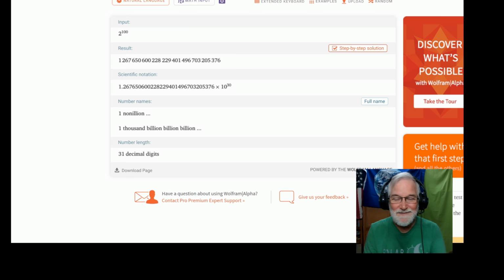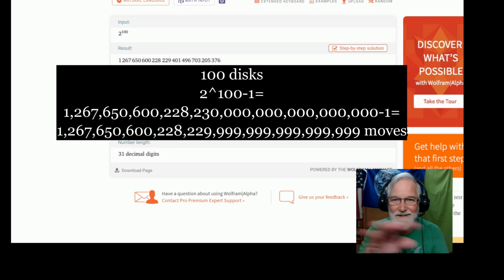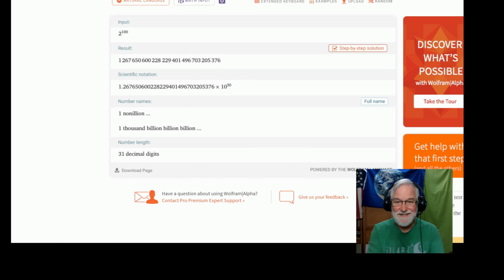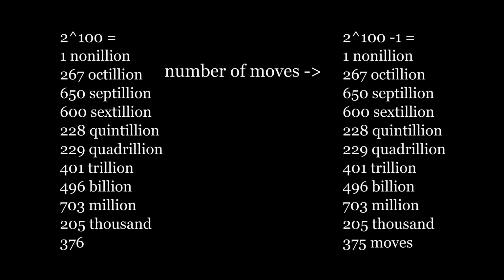And the spreadsheets actually wouldn't provide that. It rounded off at the quadrillions place, so it was 230 and then the rest zeros. So this is a challenging number even for today's machines, I guess. So here's 2 to the 100th power written out on the left side, and then subtracting 1 to get the number of moves on the right side.